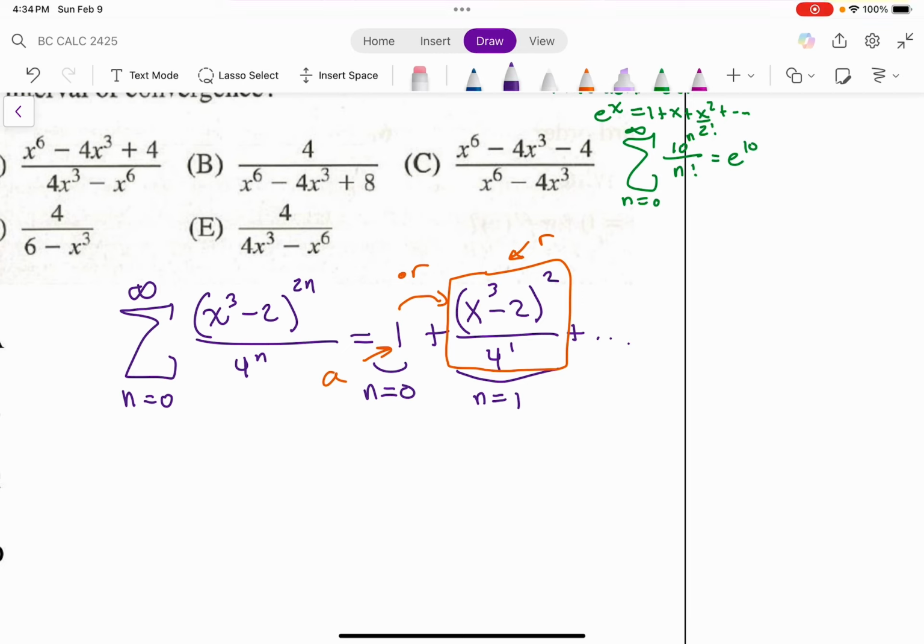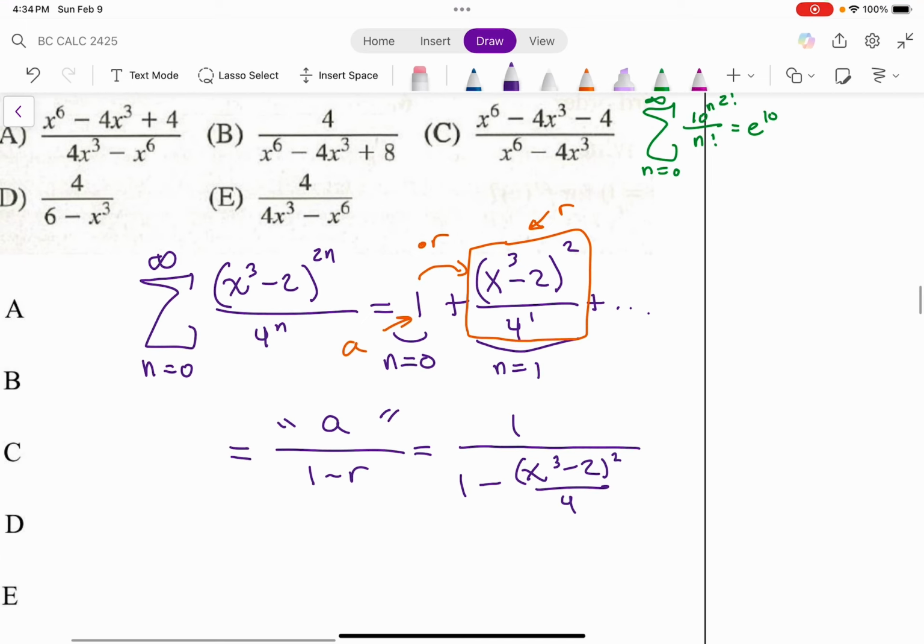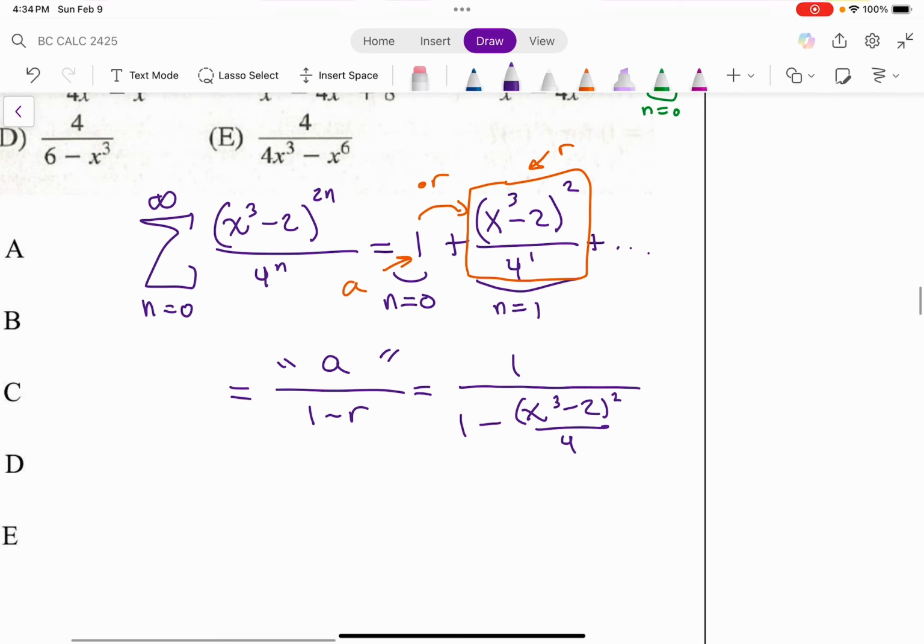So this should sum to our first term divided by 1 minus the common ratio. So it's 1 over 1 minus the expression (x cubed minus 2) squared divided by 4. That's not an answer choice we see. However, if we clean it up a little bit, I bet you will recognize it.